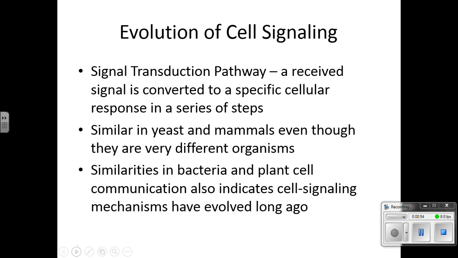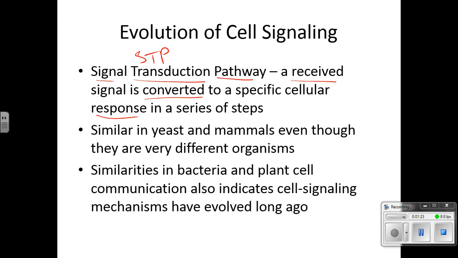The evolution of cell signaling. A signal transduction pathway is where a received signal is converted to a specific cellular response in a series of steps. So what you need to get from this is that STP is sometimes how this is abbreviated. It's a signal transduction pathway. So it's a pathway for where we're inducing or sending a signal. So you're going to have a received signal that will be converted to a response. That's what you're getting out of it.